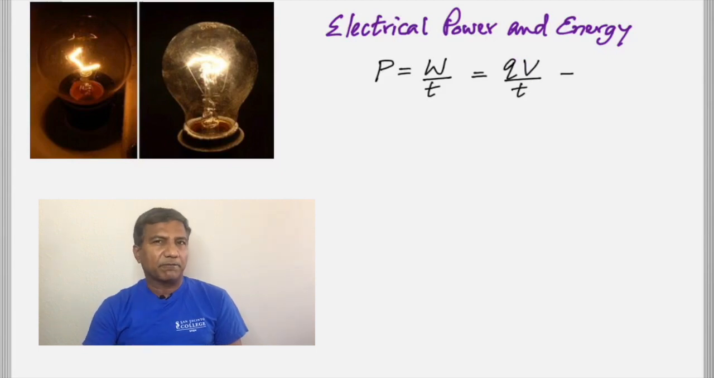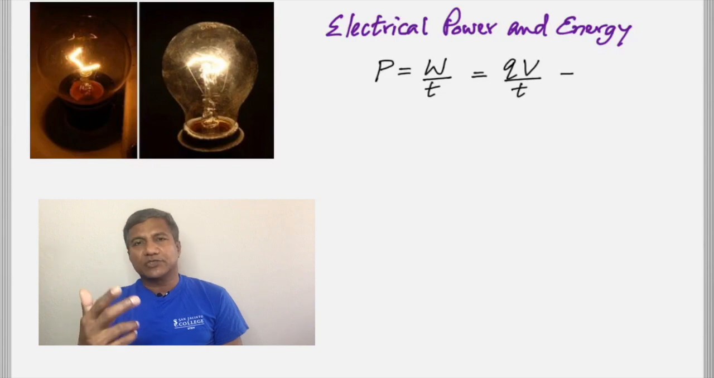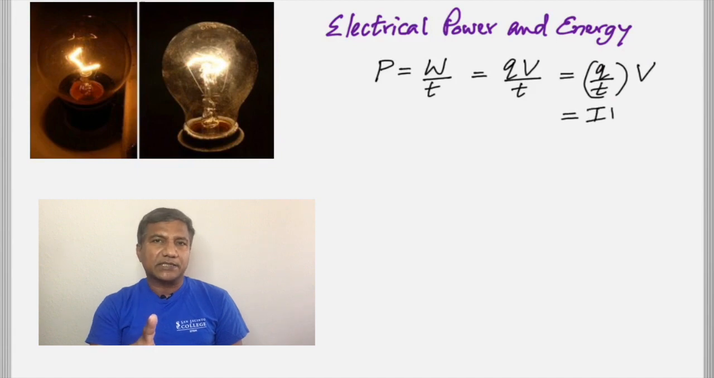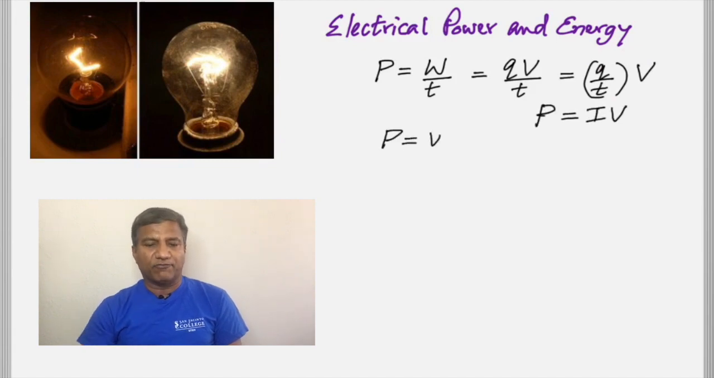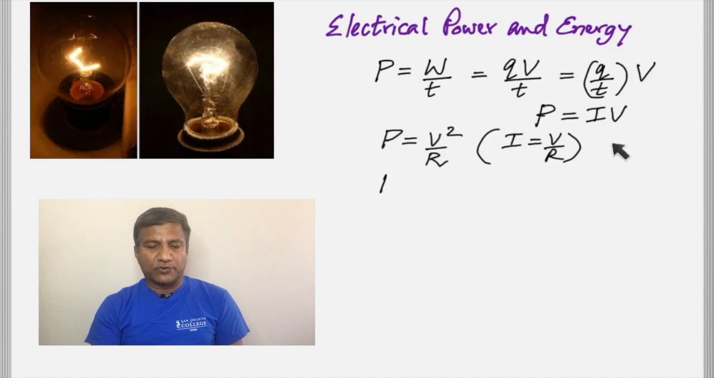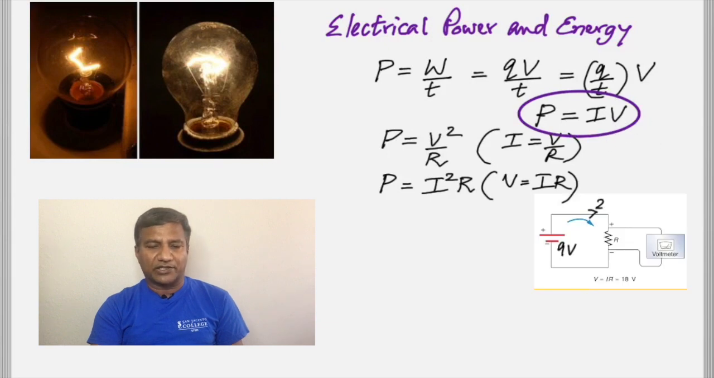What is Q by T? Charge by time. Yes, charge by time is electrical current. So we get the formula for power as the product of current and voltage. But we can have two other formulas, because we can substitute for current as V divided by R here, and when you substitute that, you're going to get V squared divided by the resistance, or if we substitute for voltage as I times R here, then you're going to get I squared times R.